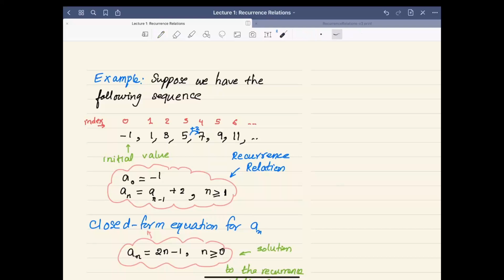For example, if I want to find A100, I simply multiply 2 by 100, which is 200, minus 1, which will be 199. Imagine you want to find A100 from the recurrence sequence. Then you have to know A99, A98, all the way down until you reach the initial value.